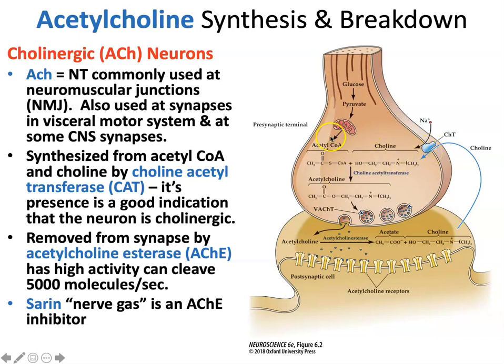and then choline will be recycled back into the neuron so that you can continue to make acetylcholine. So this is an essential process with constant production, but then use and recycling of the choline. So the CAT, choline acetyltransferase, and acetylcholine esterase are very tightly controlled enzymes that are very important for the function of acetylcholine at this particular synapse.